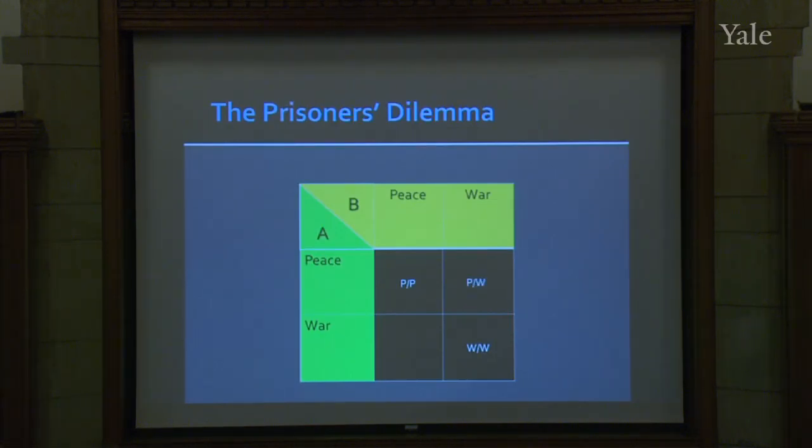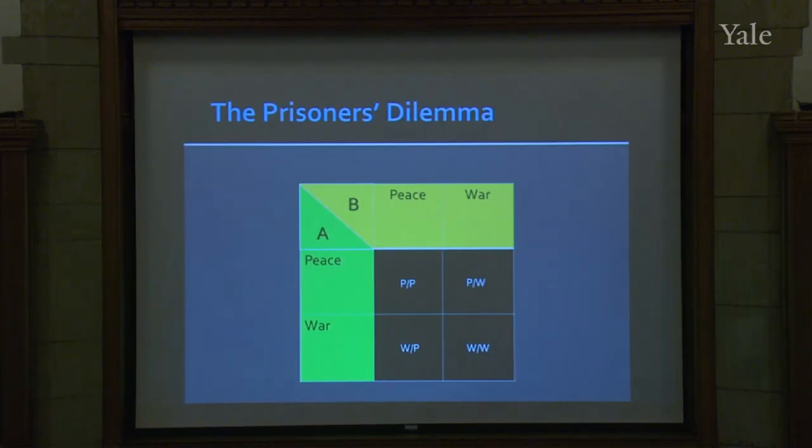Or it can be the case that A, the letter on the left, behaves peacefully, whereas B behaves in a warlike fashion. Or it can be the case that A behaves in a warlike fashion, whereas B behaves in a peace-like fashion.